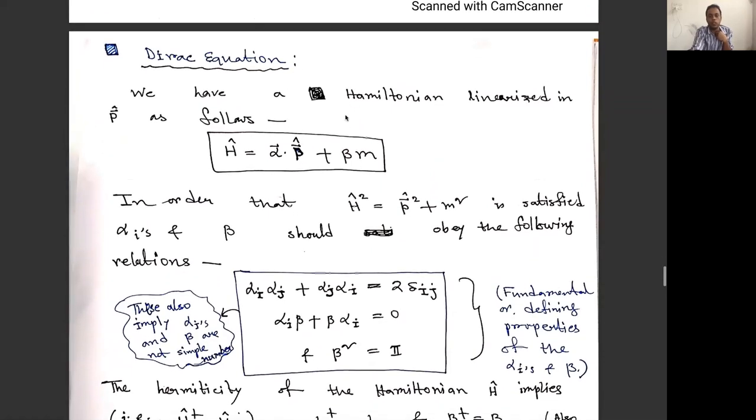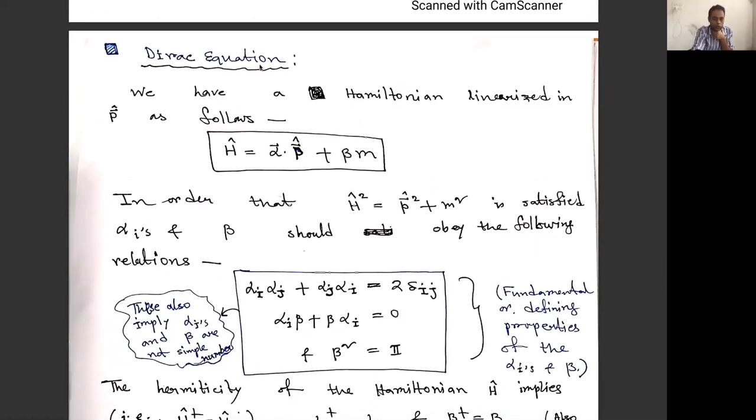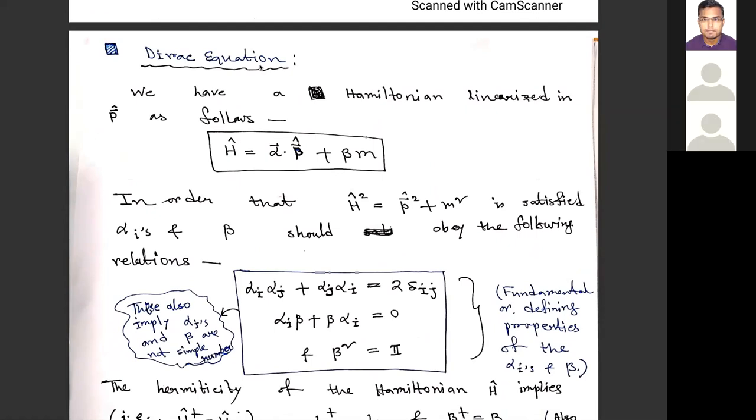What we are trying to do is this. We're trying to find a Hamiltonian which is linear in P, something like this form. This is sometimes also known as the Dirac Hamiltonian. It has this particular form. This is a relativistic Hamiltonian, though it doesn't look like the form H equal to square root of P squared plus M squared, or H squared equal to P squared plus M squared. It doesn't look like this, but it has all the content of relativistic invariance.